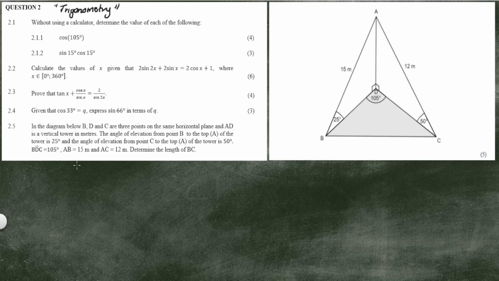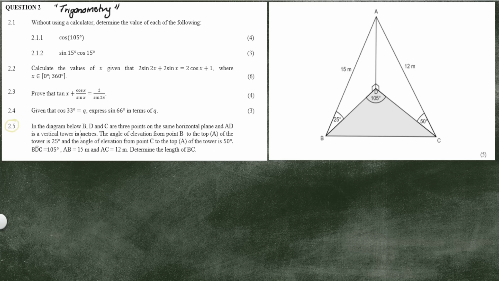Another important thing to note is that we only apply SOHCAHTOA in a right angle triangle, and for the rest of the triangles, that is where we apply our rules: your cosine rule, your sine rule. Of course, in a right angle triangle you can still apply them, but it's much easier and quicker to use SOHCAHTOA. Then for the rest of the triangles, we use the other rules.